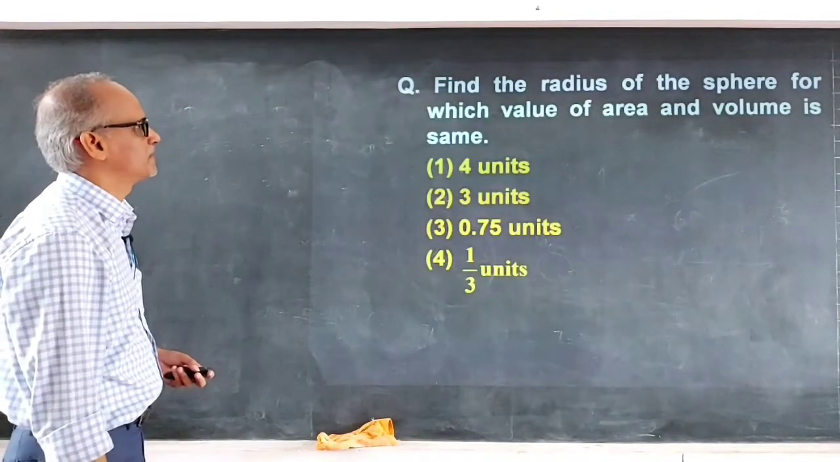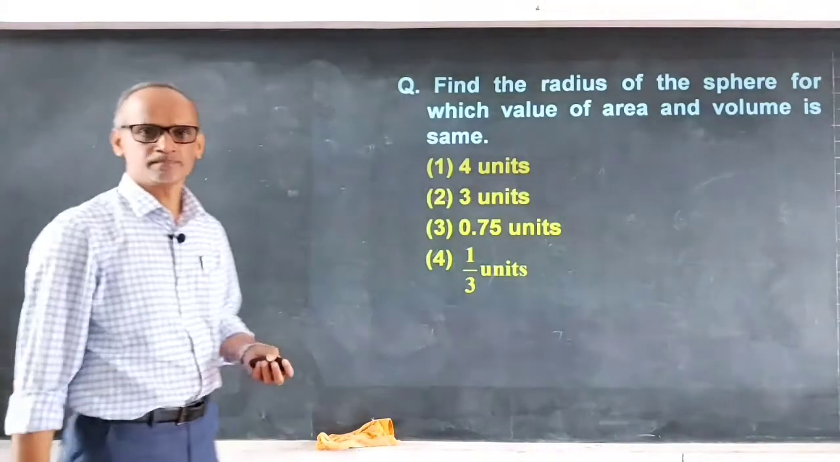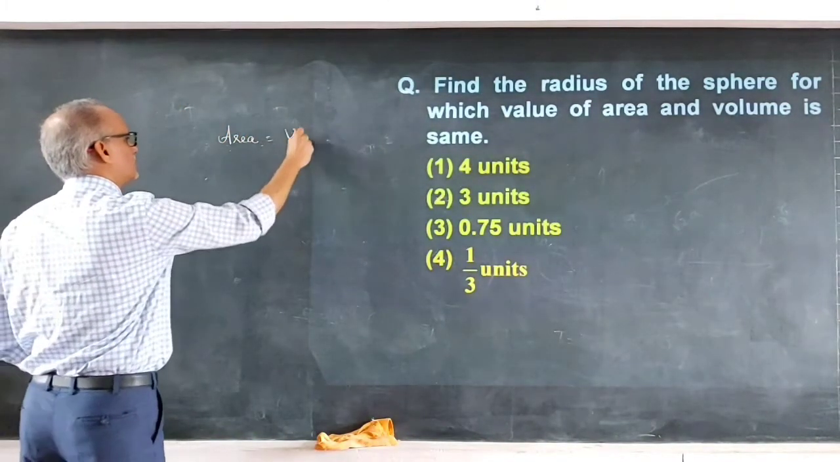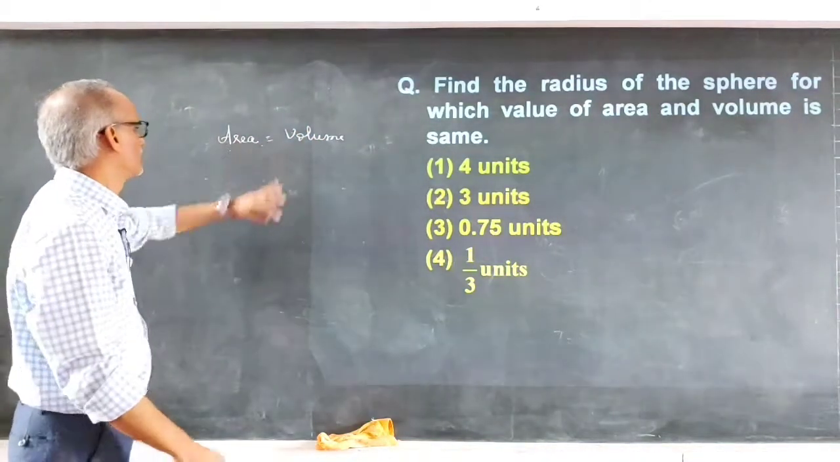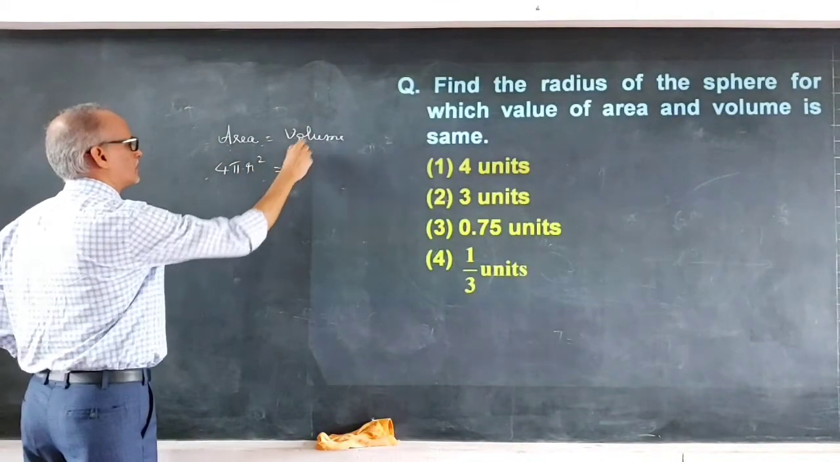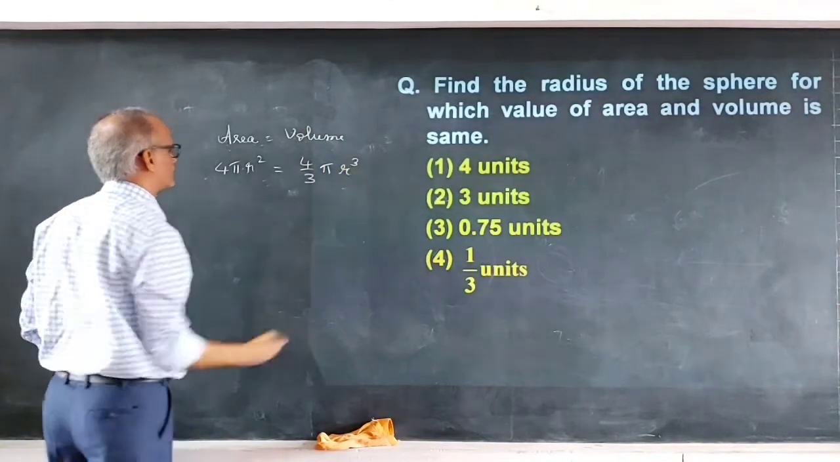Find the radius of this sphere for which the value of area and volume is the same. It's given in the question that the value of the area and the value of the volume are the same. Area: what is area? 4 pi r square. What is the volume? 4 by 3 pi r cube.